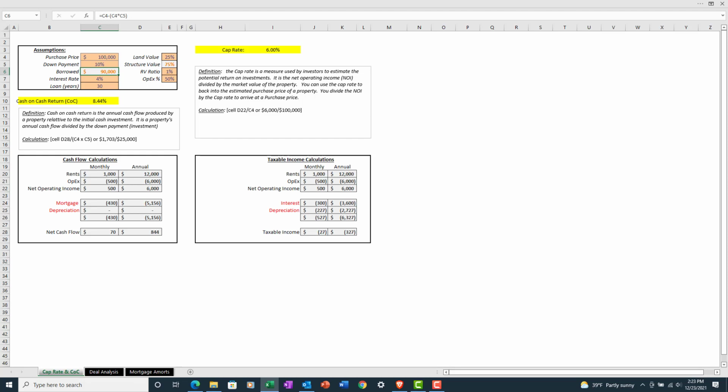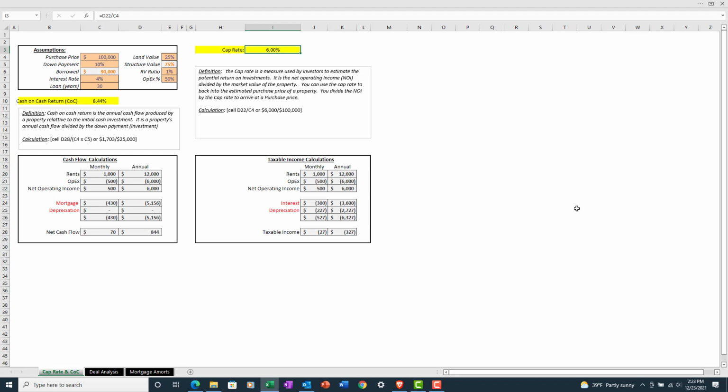So the next ratio or calculation we want to look at is the capitalization rate, or cap rate. The cap rate is a measure that estimates the potential return on investment for investors and is used to compare different properties in similar markets. This metric is calculated by dividing net operating income, or NOI for short, by the market value of the property. If the NOI of a property is known, you can use the cap rate to back into an estimated purchase price. And we'll take a look at an example doing just that shortly.